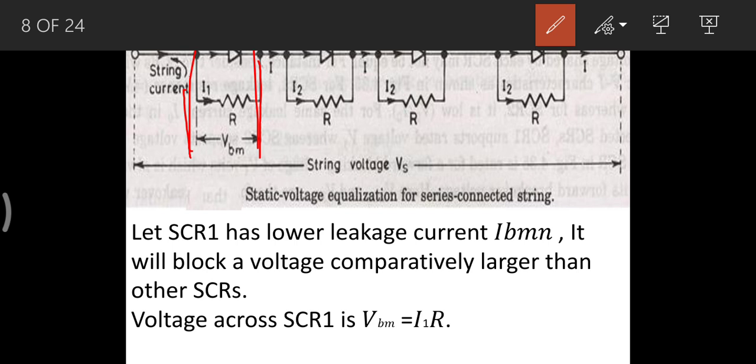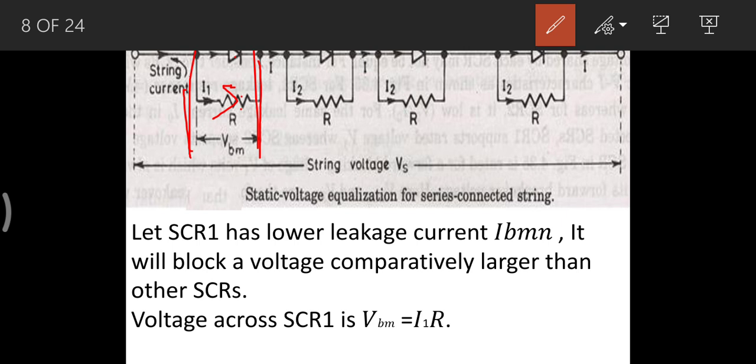So how can we calculate the voltage across the SCR? We know the current flowing through the resistor R is I1 and the resistance value is R. These two are in parallel, so I1 into R is nothing but the voltage across the resistor. Since these two are connected in parallel, indirectly we can calculate the voltage across the SCR as I1 into R, where I1 is the current flowing through the resistor R and R is the value of the resistance.